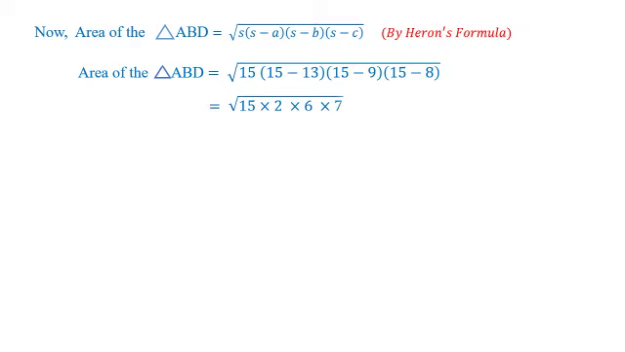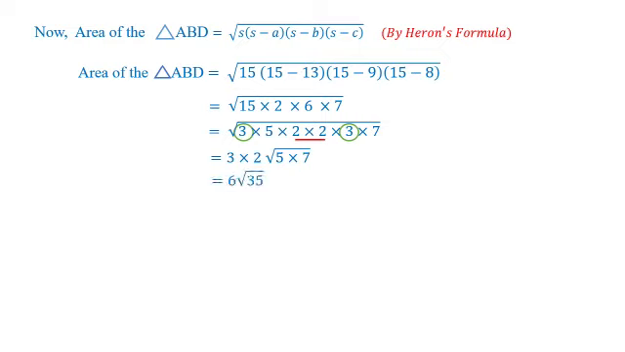So this will be equal to root over 15 into 15 minus 13, which is 2, 15 minus 9 is 6, and 15 minus 8 is 7. So let us split 15 and 6 into their prime factors, and that will give us 3 into 5 into 2 into 2 into 3 into 7. Now let's pair up the numbers. So we'll get a pair of 2, and we have one more pair of 3. So now this will be equal to 3 into 2 and under root 5 into 7, which is equal to 6 into root over 35.